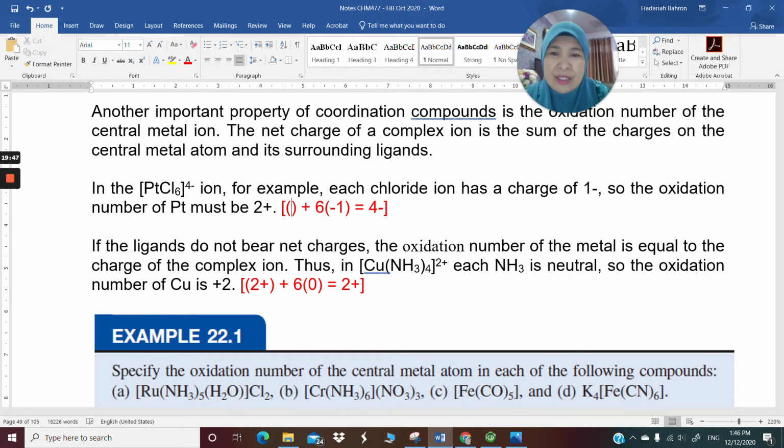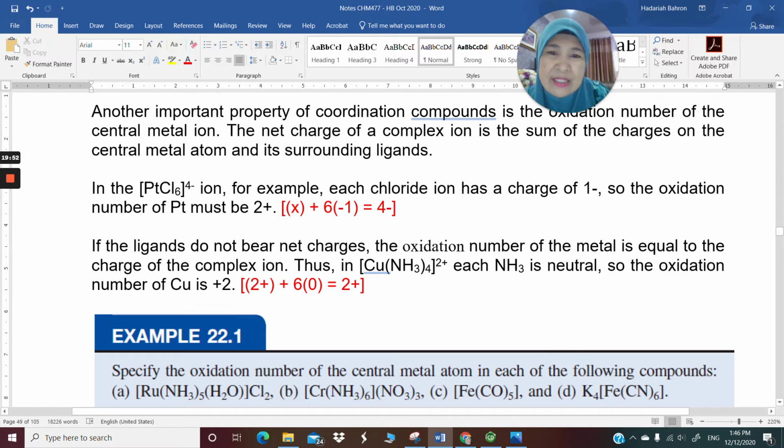If you do not know what is the oxidation state of your platinum, then you would say X plus 6 times minus 1 equals 4 minus, so your X must be equal to 2 plus. So 2 plus is your oxidation state of the platinum center. Are you with me? I hope you're with me.